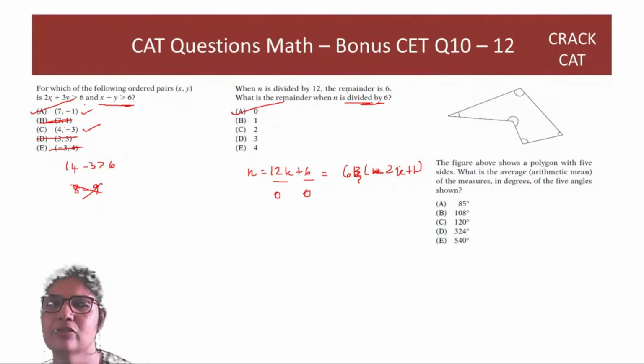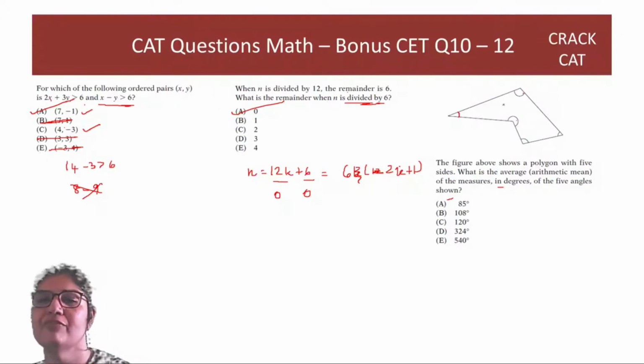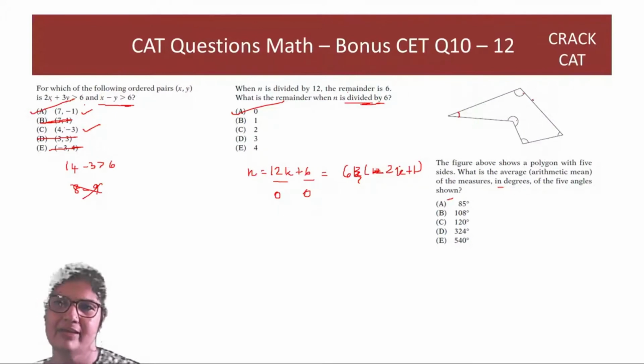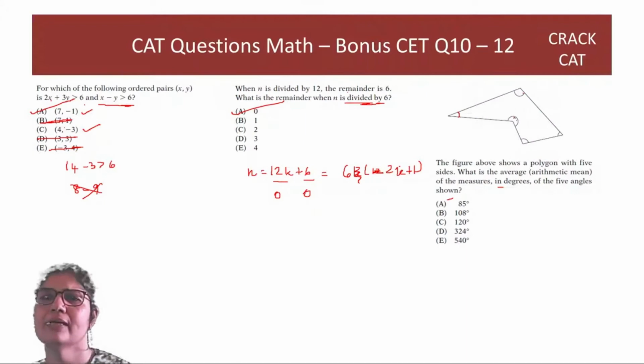The figure above shows a polygon with 5 sides. What is the average of the measures in degrees of the 5 angles shown? तो ये है एक एंगल, ये दूसरा, ये तीसरा, right? 4 and this is the 5th angle. So I want to find the sum of all these 5 angles, right? So one way of doing it is to just drop a line.